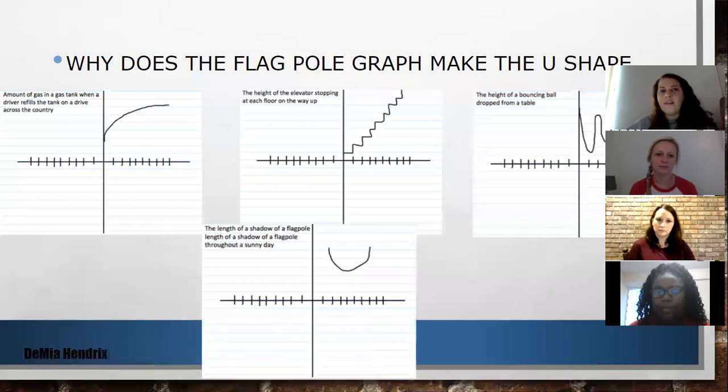Why does the flagpole graph make the U shape? Okay, so each graph you have, it has a different scenario. And for this particular one, you're basing it off of the shadow, which is caused by the sun. So once you do this, when the flagpole is just the shadow that it makes the U shape.